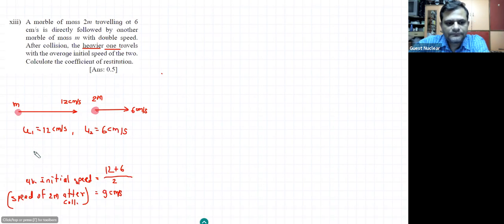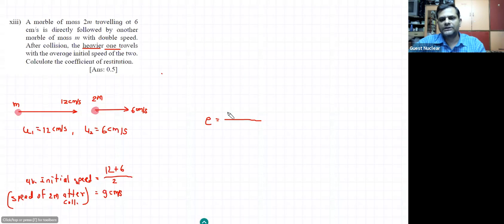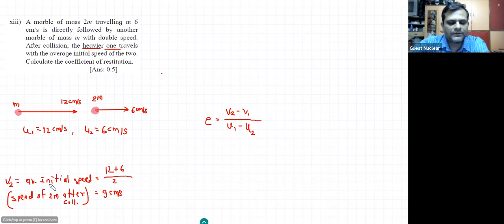And then we have to find out the coefficient of restitution. अब देखो coefficient of restitution के लिए हमारे पास formula है जो कि हम जानते हैं already. Coefficient of restitution is found out by the formula V2 minus V1 upon U1 minus U2. करेक्ट है? तो ये फॉर्मूला तो है हमारे पास, नो डाउट, लेकिन यहाँ पे V2 नहीं है या V1 नहीं है. यस, सो दिस इज एक्चुअली V2 itself. यही तो V2 है. V2 is the average of the initial speeds of both of the marbles, which is going to be the speed of the second body after the collision, which is obtained to be 9 centimeter per second.